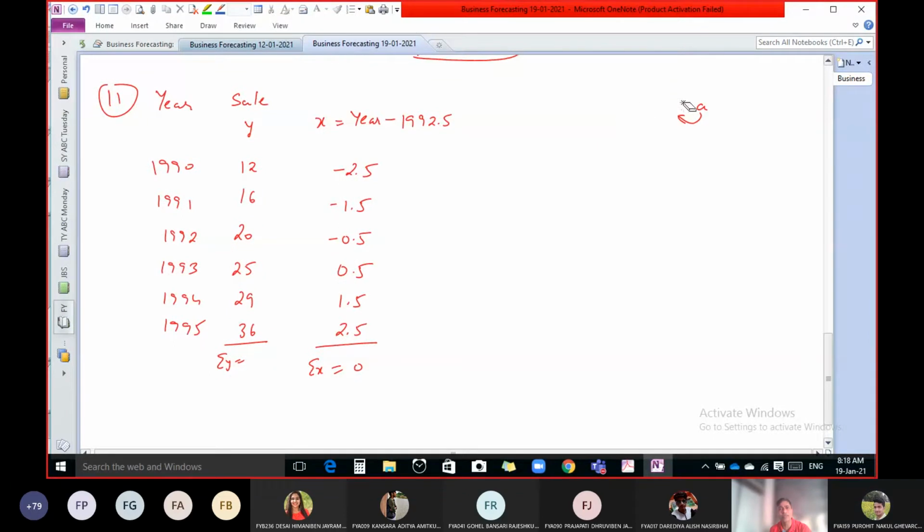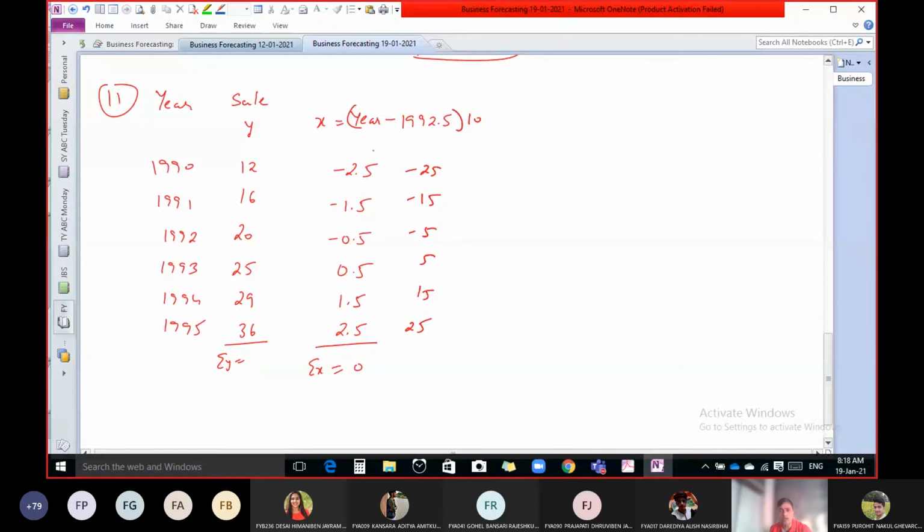Instead of dividing by 0.1 you can multiply by 10. It's the same thing. So if we multiply by 10 or divide by 0.1, it's the same. We get here minus 25, minus 15, minus 5, plus 5, plus 15 and 25. So we get total 0 and the values are integers.